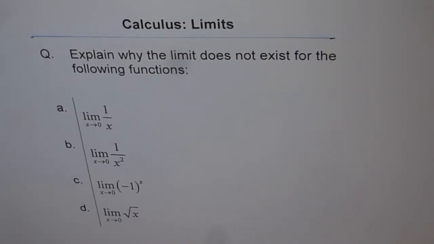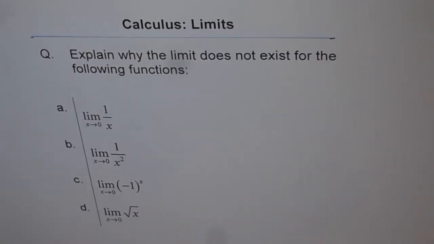Part A is the limit of 1 over x as x approaches 0. It does not exist. Why? B. Limit of 1 over x square when x approaches 0. C is the limit of minus 1 to the power of x when x approaches 0. And D is the limit of square root of x when x approaches 0.